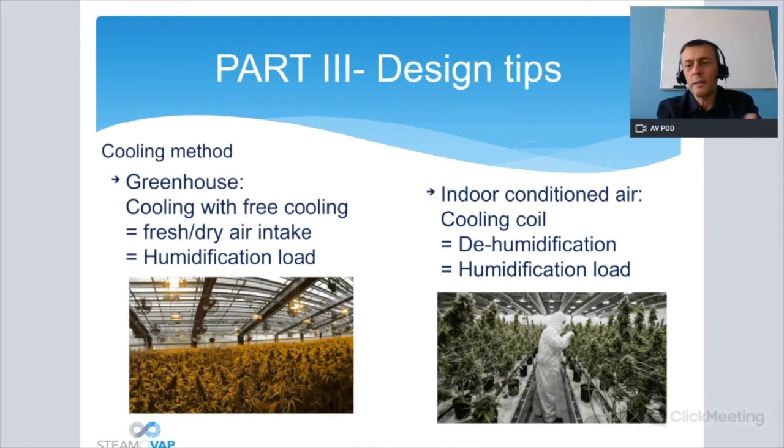Let's look at the design tips. As I mentioned, there are two main methods: the greenhouse, which is now on my left, and the indoor conditioned air, which is now on my left hand side. In the greenhouse method, they will use as much free cooling as they can because it's free. So they will bring a lot of fresh air, as I mentioned before, so that you will have an increased humidification load. With indoor conditioned air, most of the time they will use a cooling coil, and the cooling coil will remove humidity.